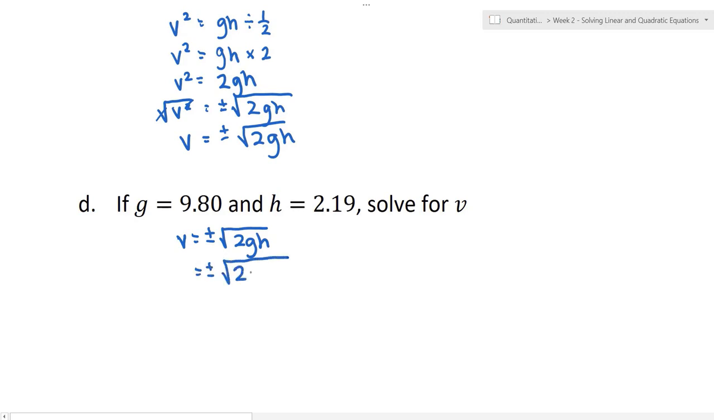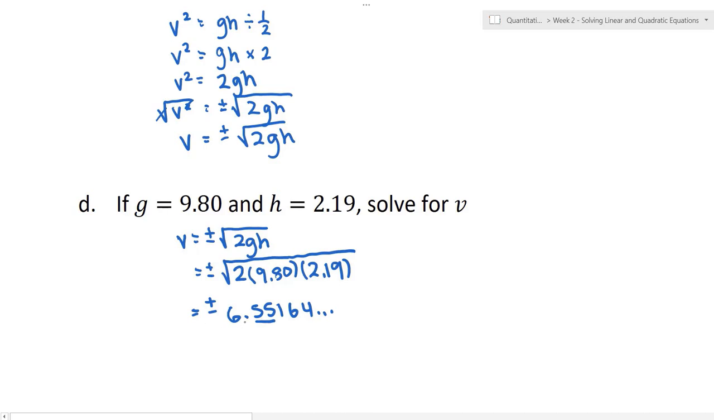And now I'm going to start to sub in. My g is 9.80 and my h is 2.19. Everything is inside the square root sign. So I'm just going to type in the square root of 2 times 9.80 times 2.19, making sure it's all in the square root sign, and I get plus or minus 6.55164, and so on.